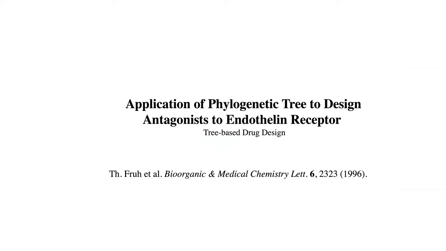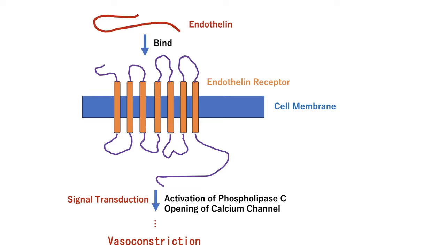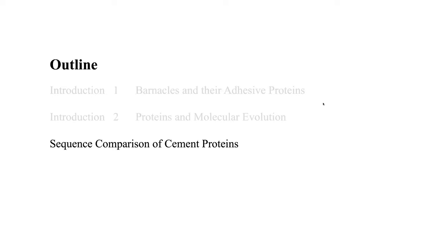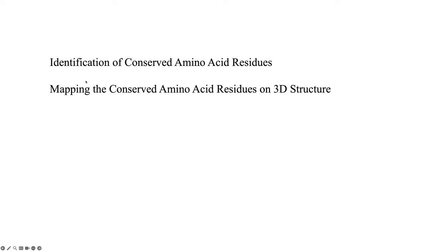Okay, so I prepared another example of how to obtain information from the multiple alignment, but I'd like to skip this one and go to the actual analysis of the cement proteins. What I try to do is the identification of the conserved amino acid residues of the cement proteins and mapping the conserved amino acid residues on the three-dimensional structures.